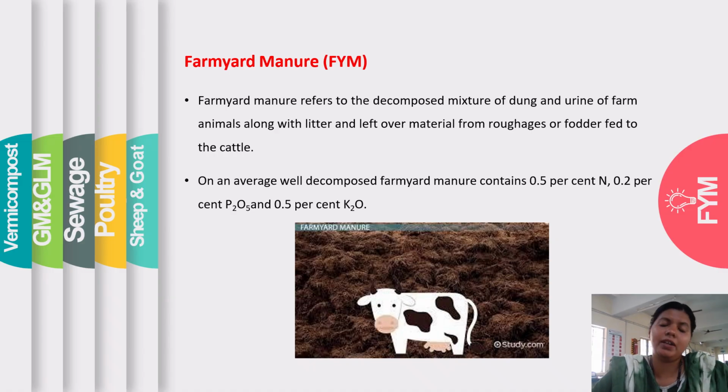So first important bulky organic manure is farmyard manure. From the name itself we can understand what the farmers will be having in their farmyard. Mostly the farmers will be having a cattle shed. So those cattle shed wastes like cow dung, cow litter, roughages, leftover feed after animal feeding, everything can be decomposed and used as manure. And this well decomposed farmyard manure will have nutrient in the ratio of 0.5 : 0.2 : 0.5 percentage of nitrogen, phosphorus and potassium in them.